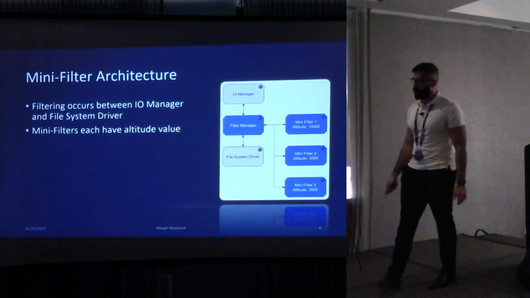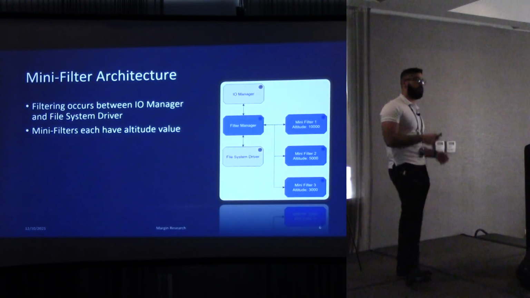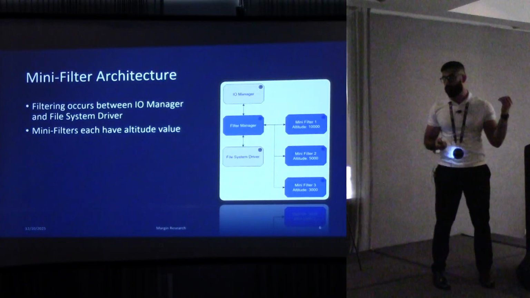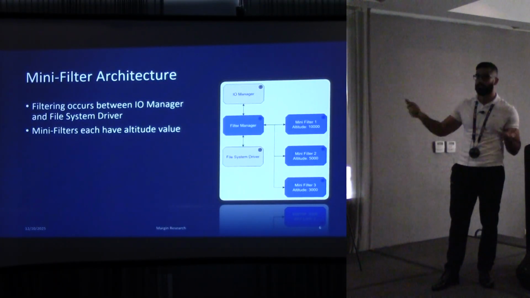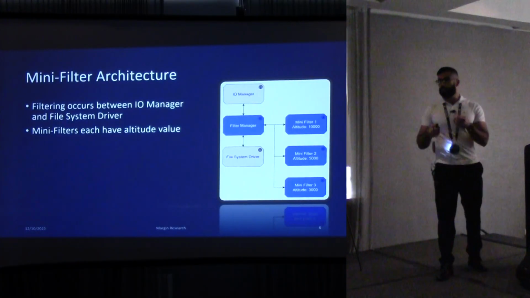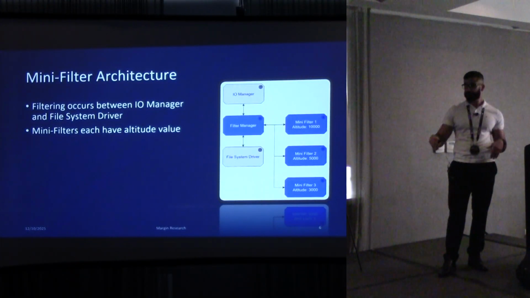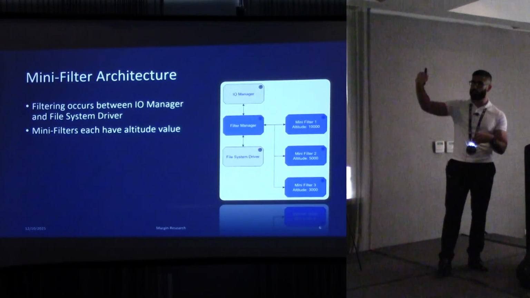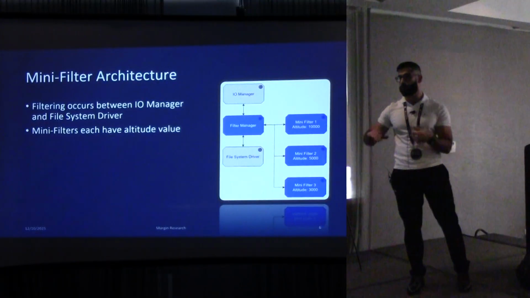Now, what are they, or actually, sorry, going back up. Minifilters have a value or an attribute called an altitude. The altitude determines where this driver lives on the driver stack. Higher altitudes sit closer to the IO manager, whereas lower altitudes sit closer to the file system.